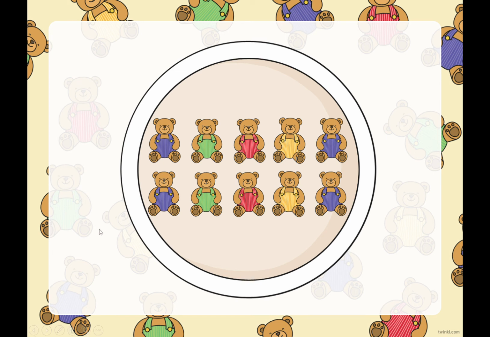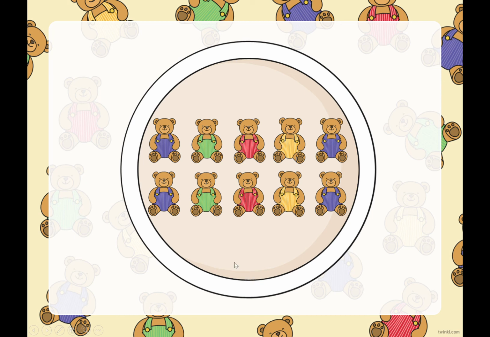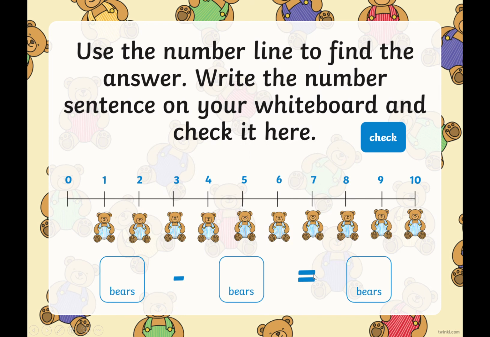Yep, start with 10. 10, subtract, so draw the line across. 10, subtract 7, because 7 were taken away, and then equals. Let's find out. This is what your number sentence should look like. And yes, the answer is 3. Well done if you got that. So we started off with 10 bears and we subtract or take away 7 bears, which equals 3.